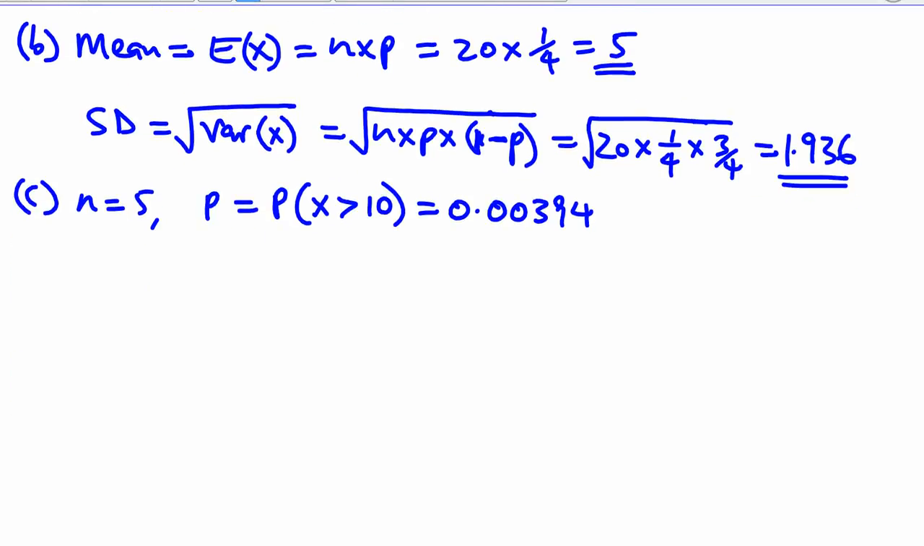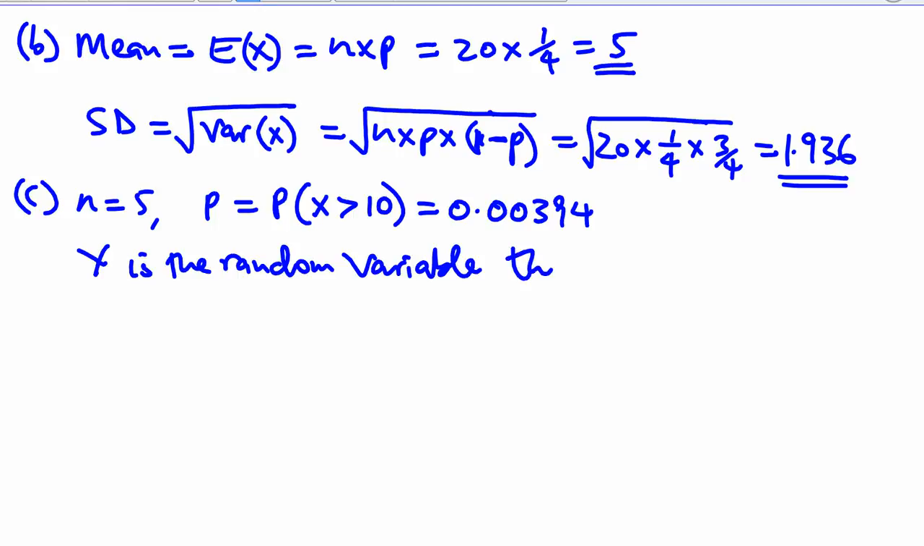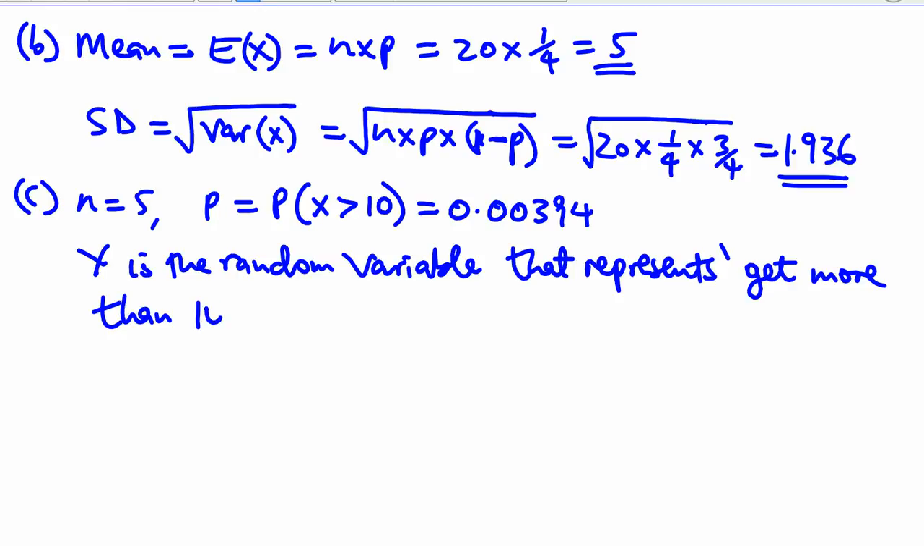Anyway, what I'll do is write a statement that will make this clearer to you. So here we have a new variable. So we'll say y is the random variable that represents getting more than 10 answers correct.